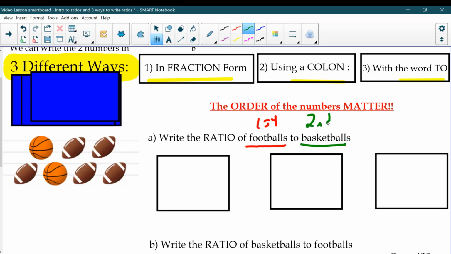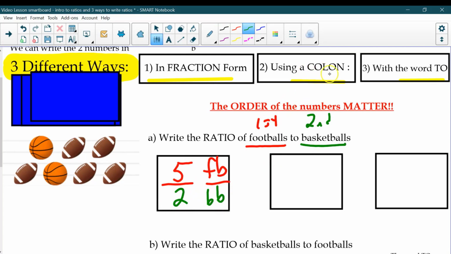And I like to actually write this out. The first way we're going to practice is using fraction form. Footballs, and I'll just abbreviate, footballs over basketballs. So what's my first number? How many footballs are there? Well, we count them. So there are 5 footballs. And then how many basketballs? 2 basketballs. So that's how we would write this ratio in fraction form, 5 over 2. 5 to 2. 5 footballs to 2 basketballs.